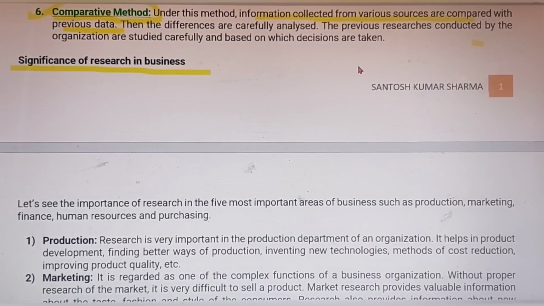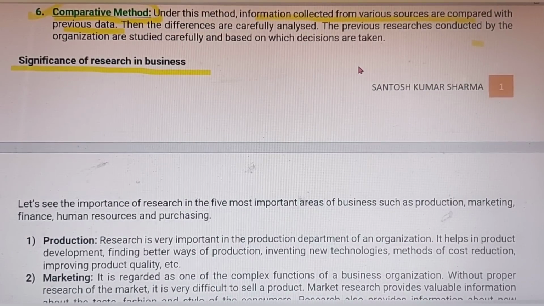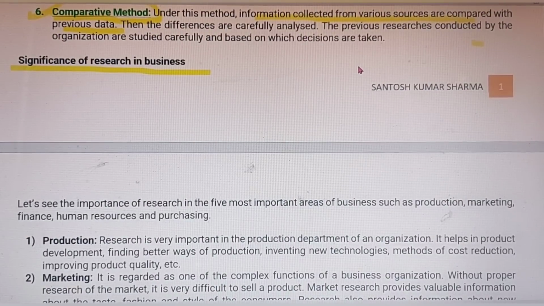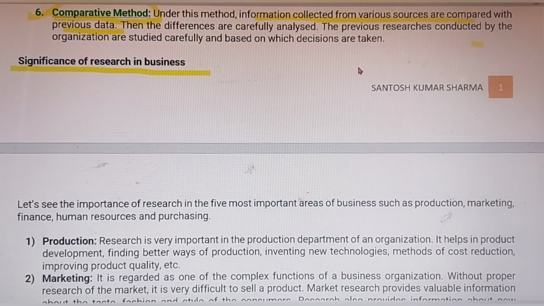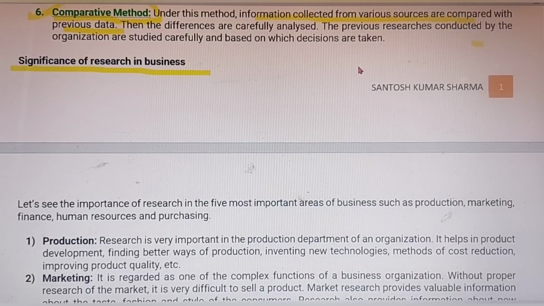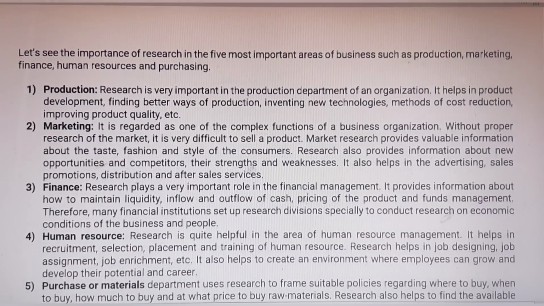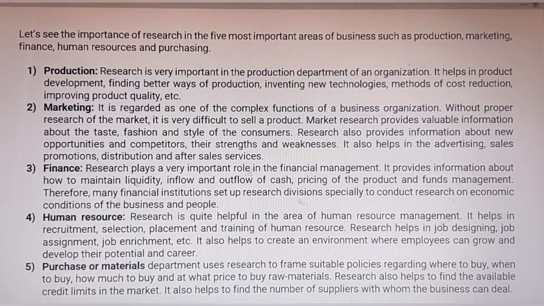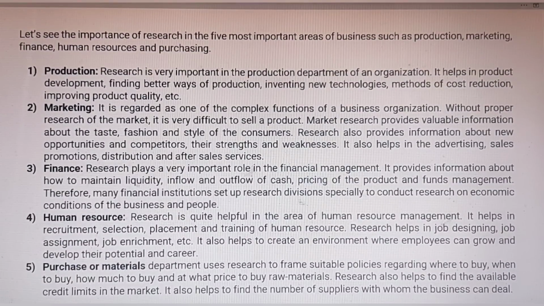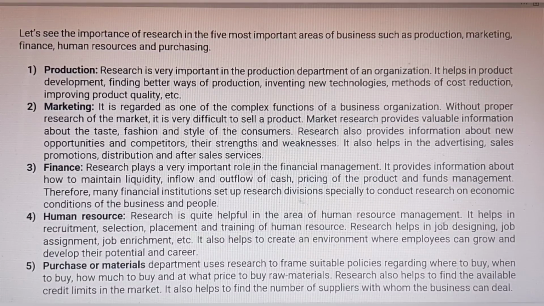Okay, guys, let's move on to the next topic, and this is the significance of business research, in other words, why we do business research. What is the importance of business research? Friends, you will not get all direct questions, so you must understand the question.